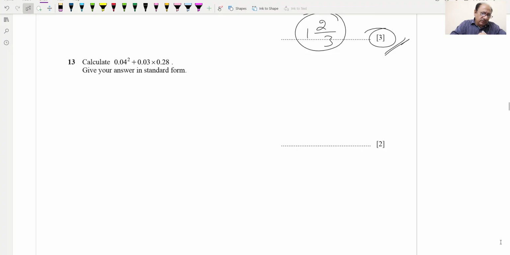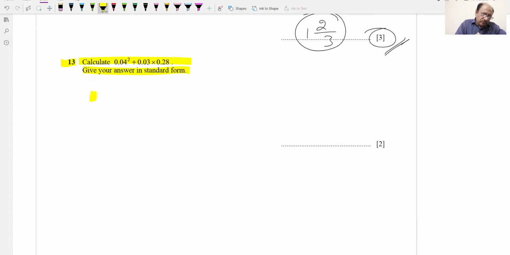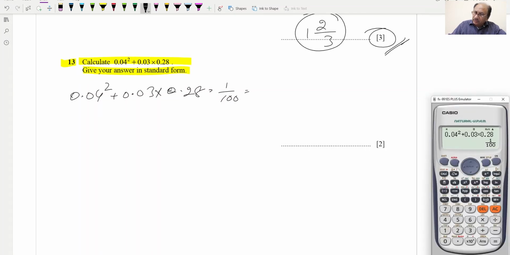Now question number 13. Question number 13 says calculate this, give your answer in standard form. So if we use a calculator, 0.04 squared plus 0.03 multiplied by 0.28, and this is equal to 1 over 100.